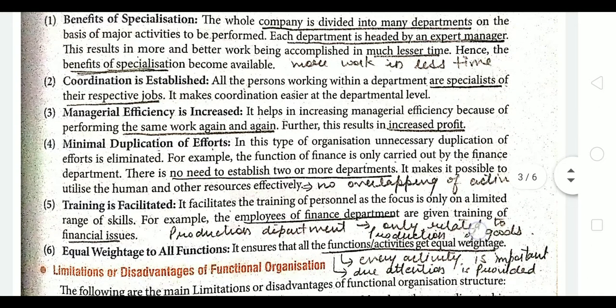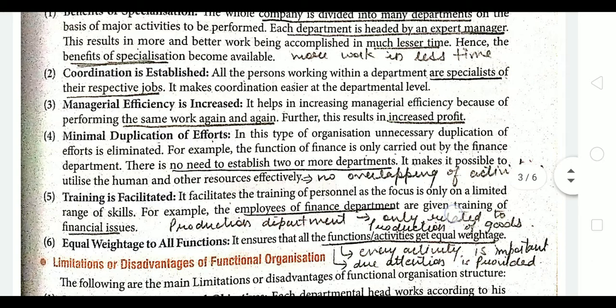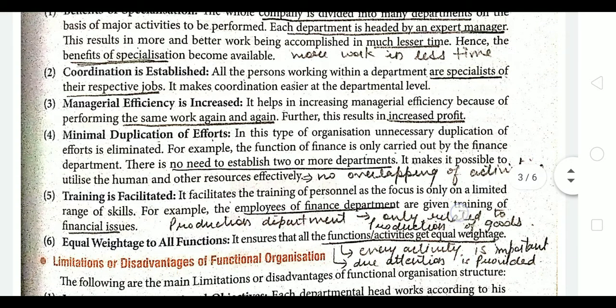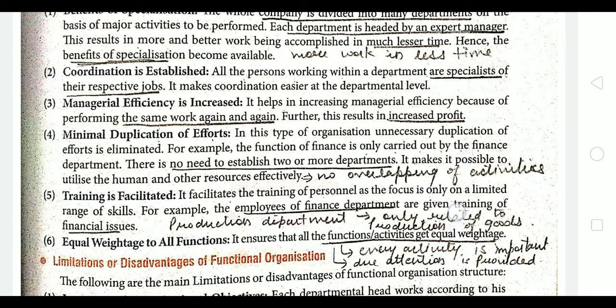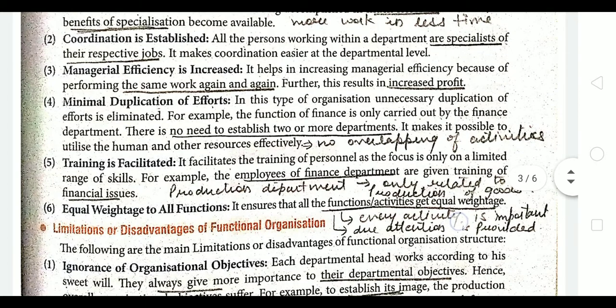Second, coordination is established. Now within a department, all the persons who are working within a particular department are specialists in their respective jobs. They know what work they have to do, to whom they are answerable, to whom they have to report. So whatever work they are doing in respect of their job, they are specialists in their job. So it is easy for them to coordinate with the other departments or coordinate at their departmental level.